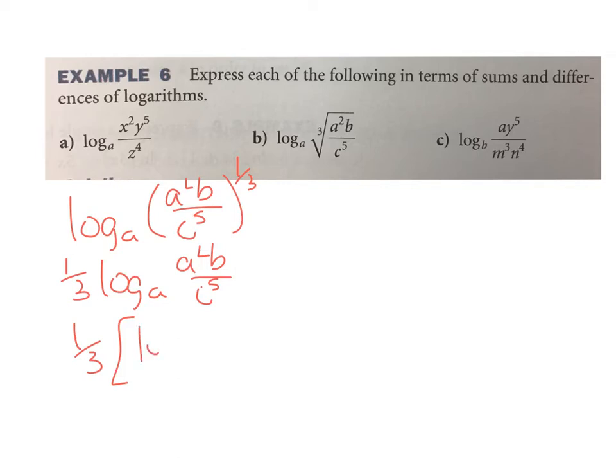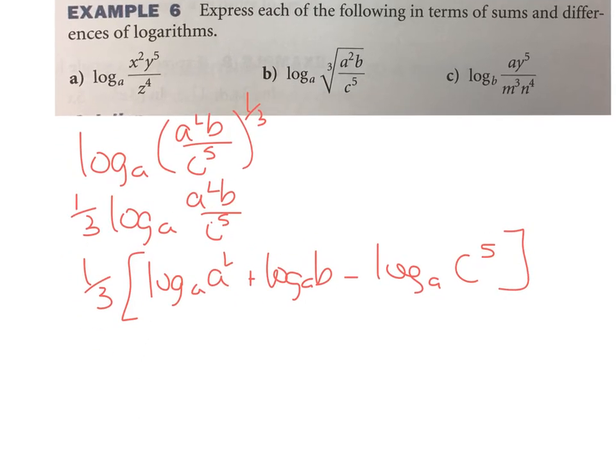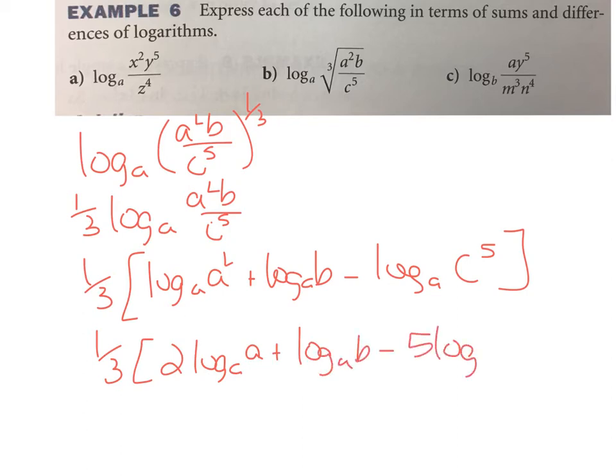So I'm going to have log base a of a squared plus log base a of b minus log base a of c to the 5th. Hope you can read my writing there. All right, move it up a little bit so I have more room. The exponents go in the front: 2 log base a of a plus log base a of b minus 5 log base a of c.